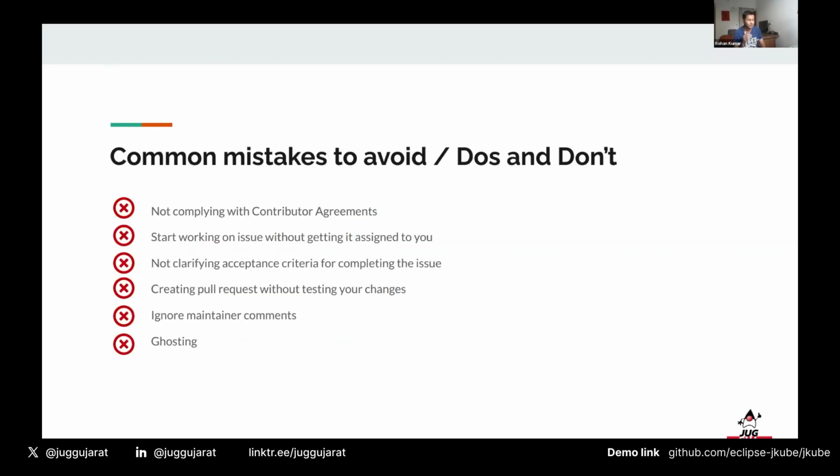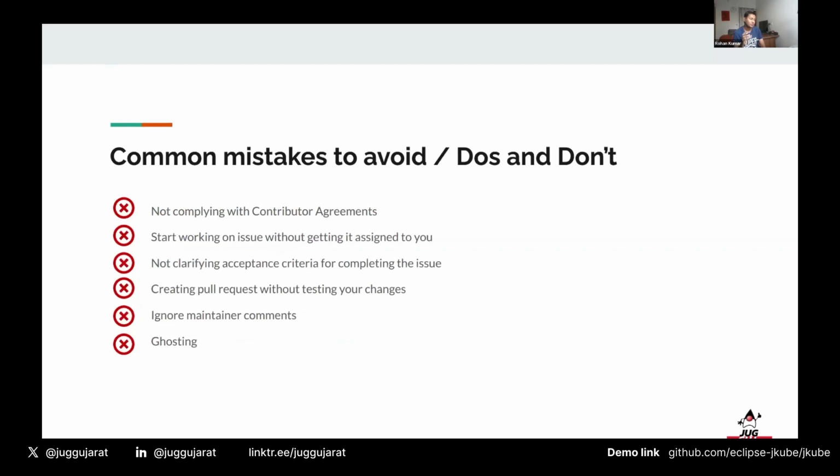Okay, common mistakes to avoid. This is something I have seen over the years, that lots of newcomers make these mistakes, and I advise you not to make them. Many times they create the pull request without even signing the contributor agreement. So they don't comply with it, and we want to merge their pull requests but cannot, because we are bound by the legal process. I have seen a lot of people do this.